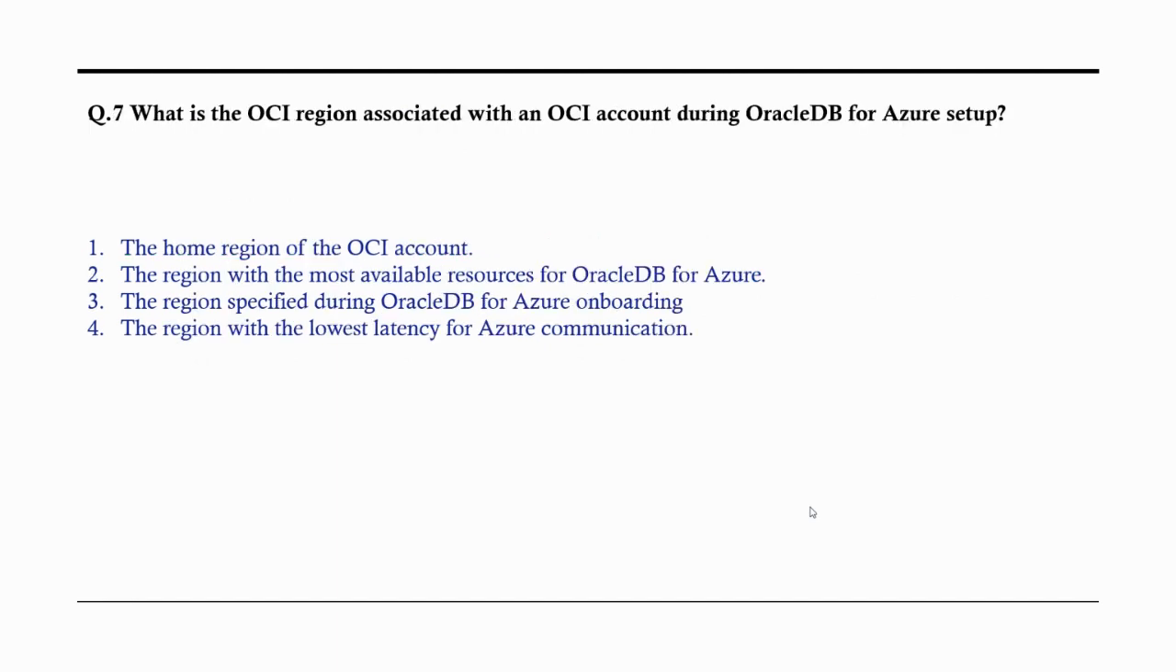Question 7. What is the OCI region associated with the OCI account during the Oracle DB for Azure setup? So what it is trying to say is, when you onboard the Oracle DB through the Azure portal, which region you select? So the correct answer is answer 3, the region specified during the Oracle DB for Azure onboarding. It's very easy.